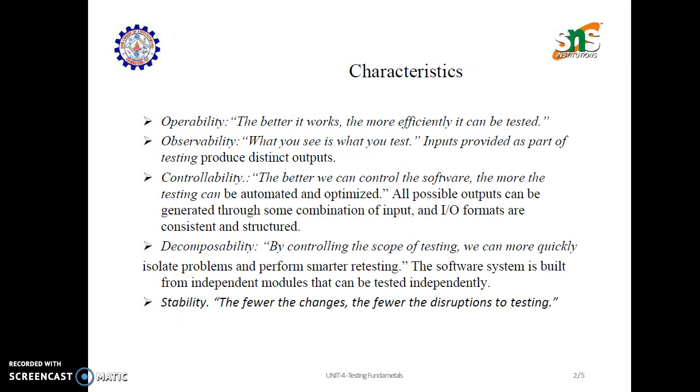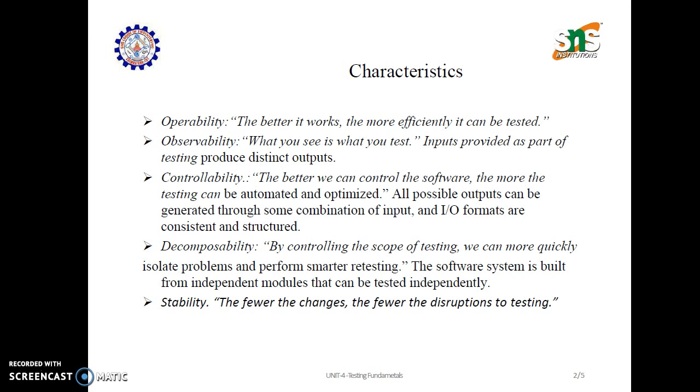There are certain characteristics involved in software testing. So what are the things to be considered for software testing? Operability, observability, controllability, decomposability, stability. These are the five major characteristics involved in this.